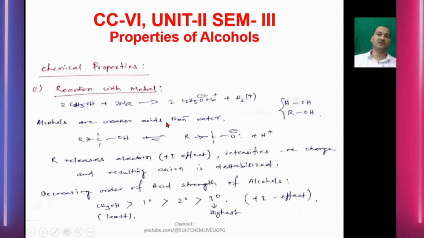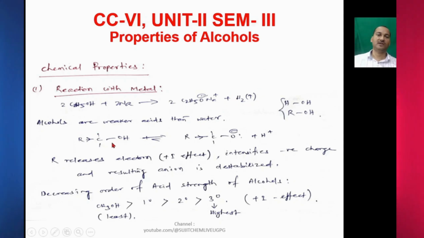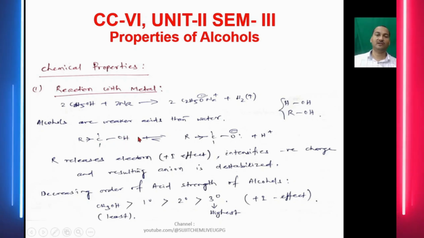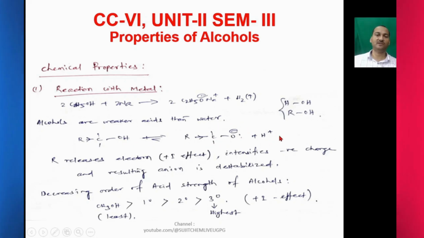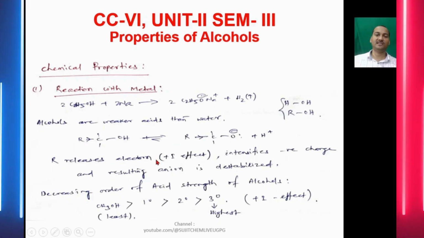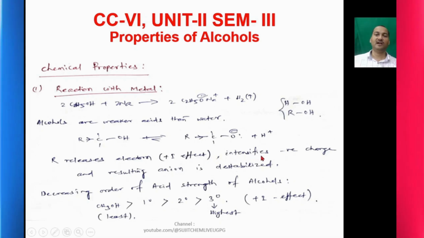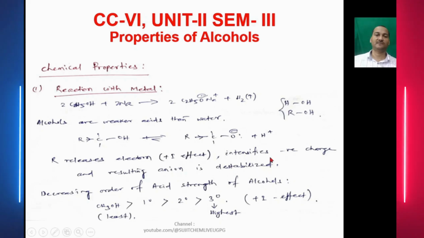So alcohols are weaker acids than water. So as you can see here, the alcohol can give rise to proton, giving rise to alkoxide anion plus H+. So in case of alcohol, we have an R group. So +I effect. So R releases the electron, +I effect intensifies negative charge, and the resulting anion is destabilized.